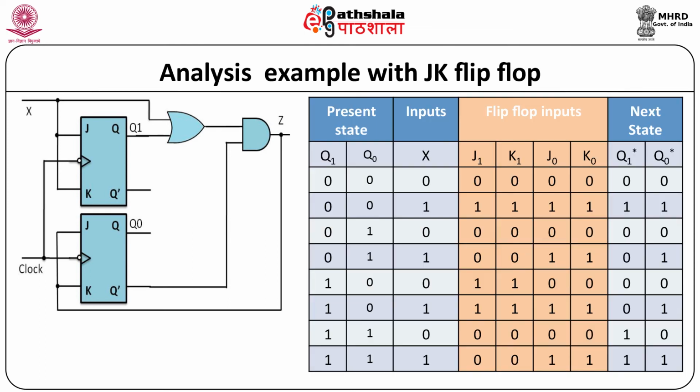Let us modify the previous table to incorporate the next state columns. There is one output, hence the output column is present. The next state is obtained using characteristics equations with present state as 0 0 and input x equal to 0. The next state is also 0 0. Similarly, one can obtain all the values of next states for possible values of present state and inputs.